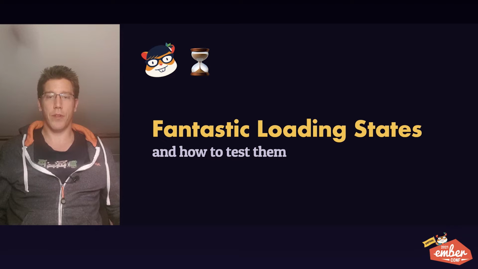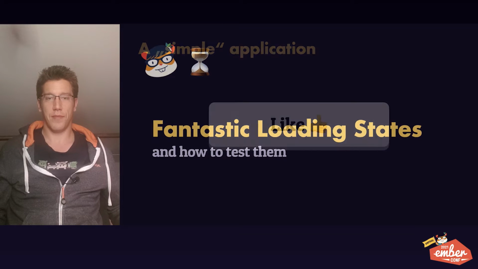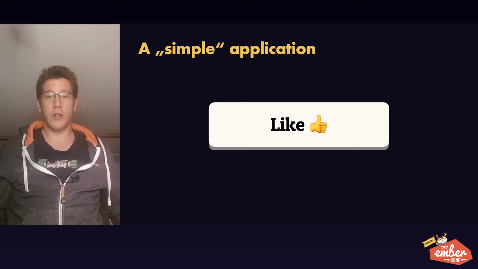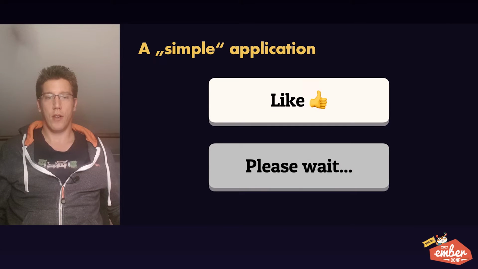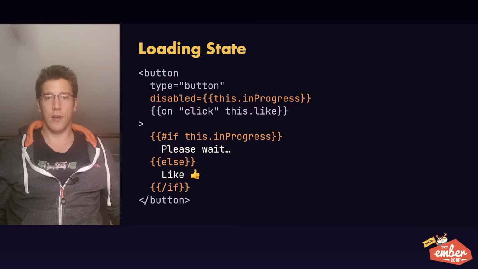In this first chapter of the talk, we will look at implementing loading states. And more importantly, I will also show you how to write tests for them. So back to our example button. What we want to implement is a loading state. And it can look roughly like this. The button should be disabled and the text of the button should change to please wait. So how can we do this?